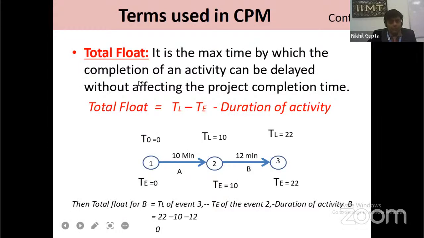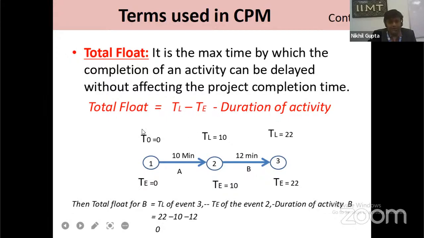Now, what is the total float? It is the maximum time by which the completion of an activity can be delayed without affecting the project completion time. We can say this is the marginal time, but it should be limited. If any marginal time delays the activity beyond that, we cannot say this is the total float. Total float is always calculated by this equation: total float is equal to TL, the latest finish time, minus TE, the earliest starting time, minus the duration of the activity.